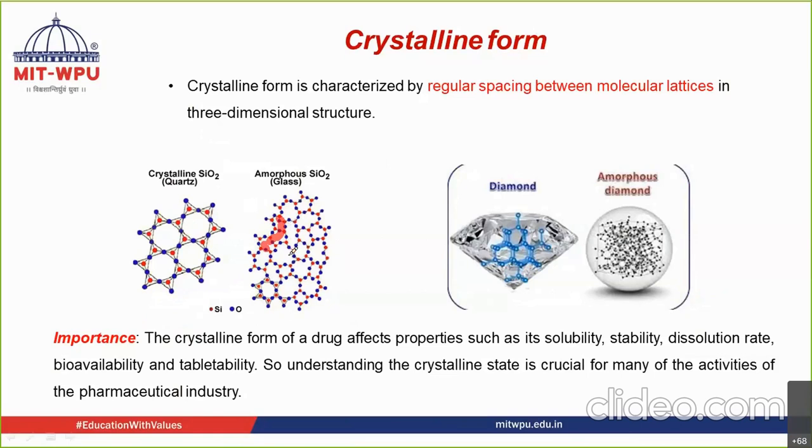But in the case of liquid crystal form, in short range they are in order, but in long range they are not in order. I hope I am able to tell you the difference between the amorphous form, the liquid crystal form, and the crystalline form. In short, liquid crystal form is something in between the amorphous form and the crystalline form, where in short range they are in order, whereas in long range they are not in order. So that is about the liquid crystal form.